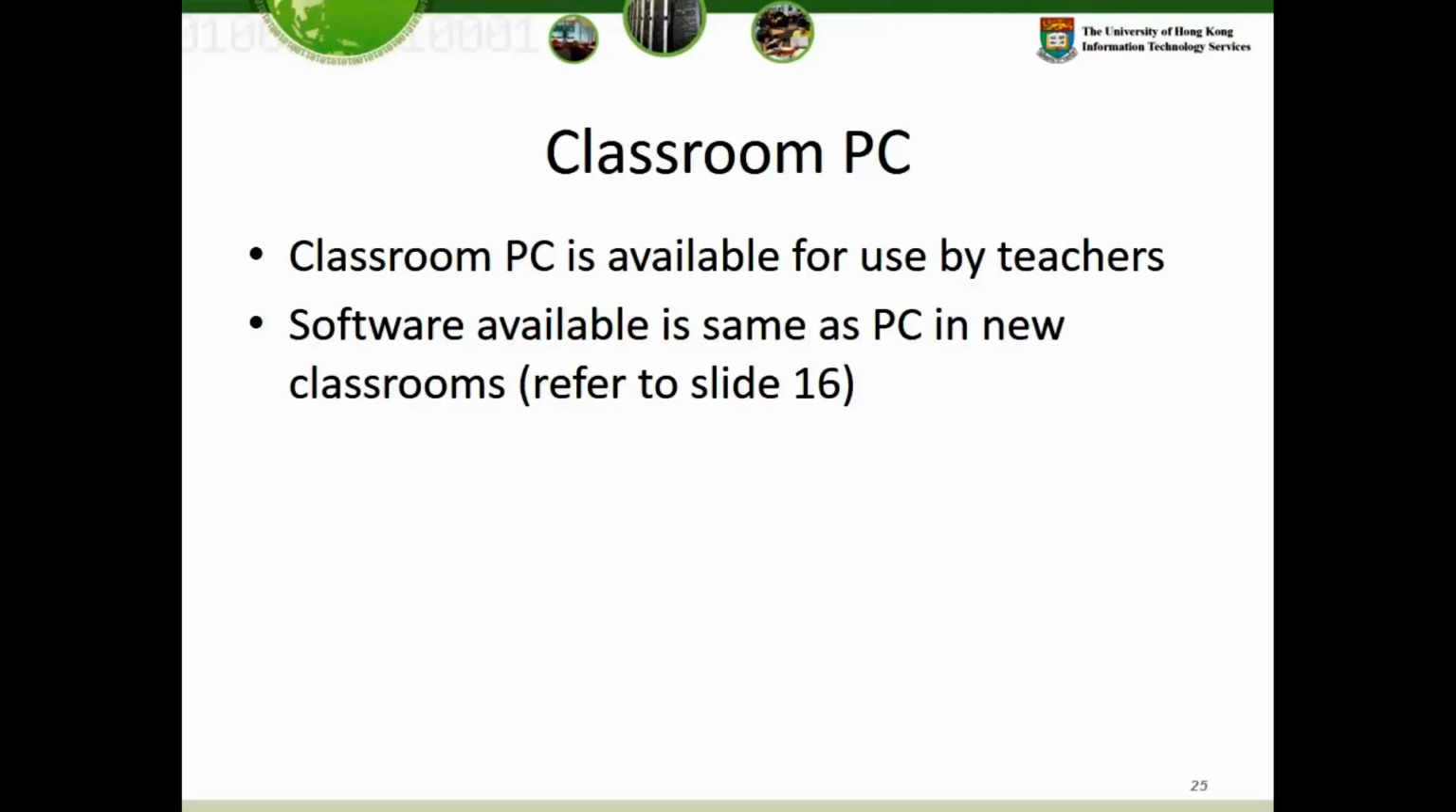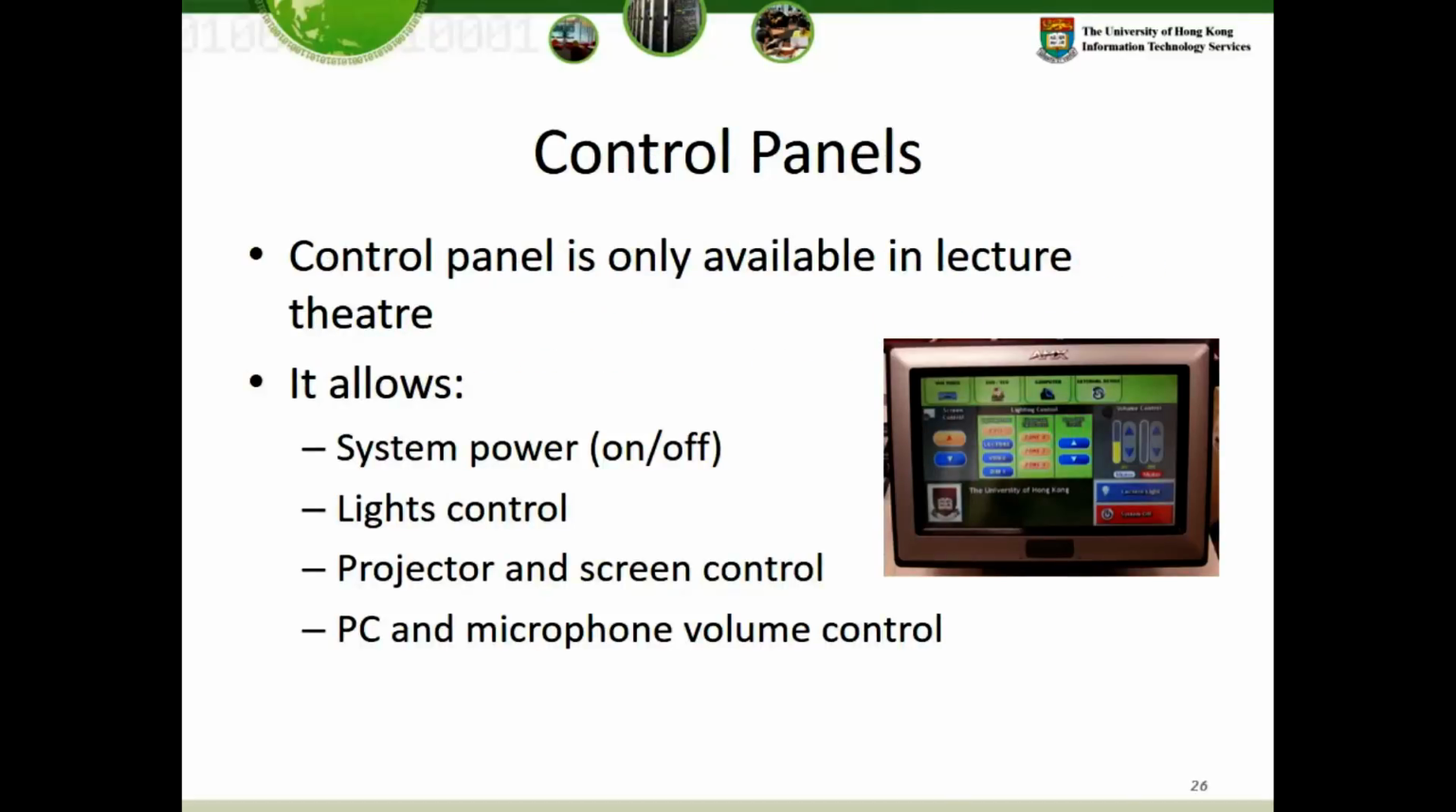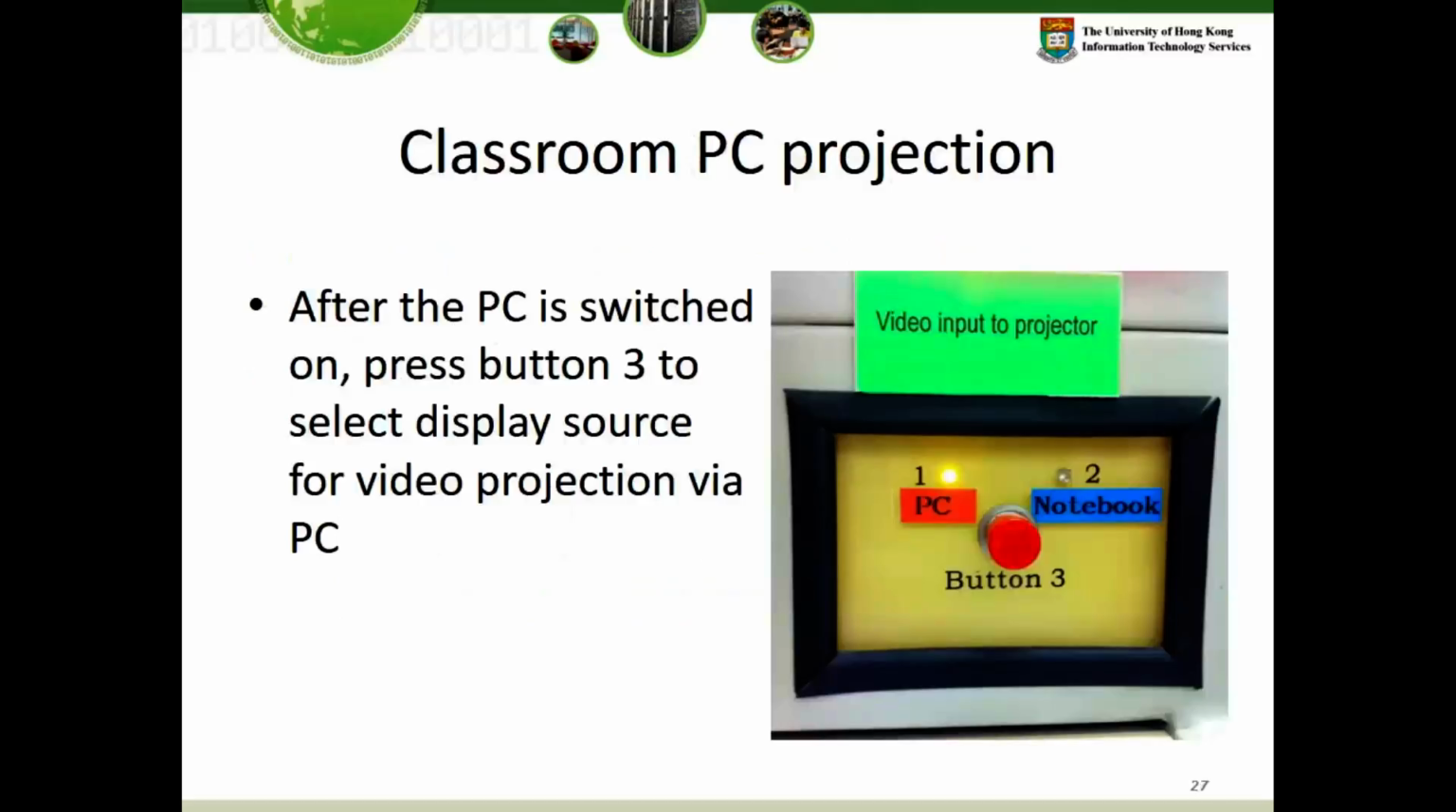So I'm not going to repeat the software list. For the control panel in old classrooms, only lecture theaters provide a control panel, and it looks like this. It allows you to control the system power on and off, lights control, projection screen, projector, PC and microphone, which is the same as what we can do in new classrooms. For the projection, if you need to switch between the classroom PC and your own notebook, find this little button around the lantern. If you're using the classroom PC, make sure the light is on the PC side. If you're using your own notebook, make sure the light is on the notebook side.